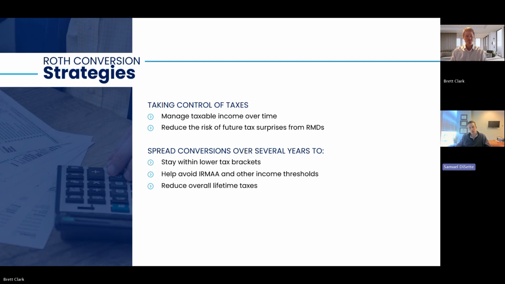Secondly, we can spread our conversions and make this a multi-year strategy to make sure, hey, I am dictating which tax bracket I pay up to or into. We're going to help avoid our IRMAA taxes, which we're going to get to in a moment as well. But there are a lot of different income thresholds that we don't foresee that are tied to our taxable income, so we have to be very careful. But the end-all goal when we are talking about Roth conversion strategies is really just to reduce our lifetime taxes.